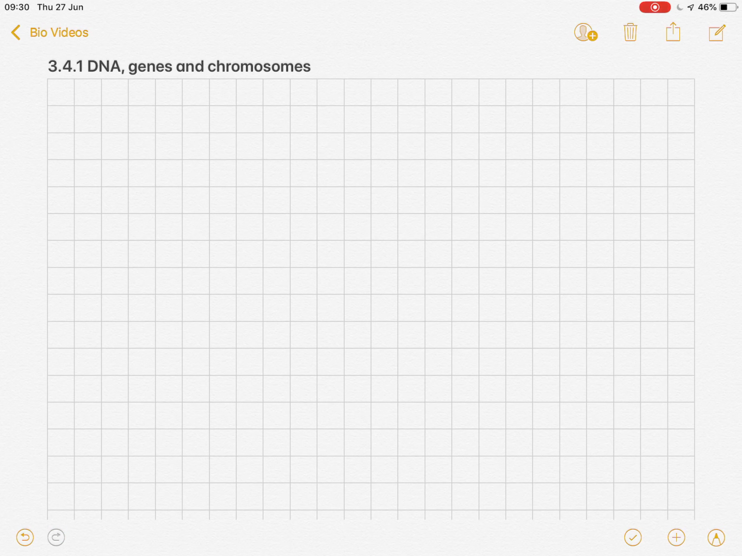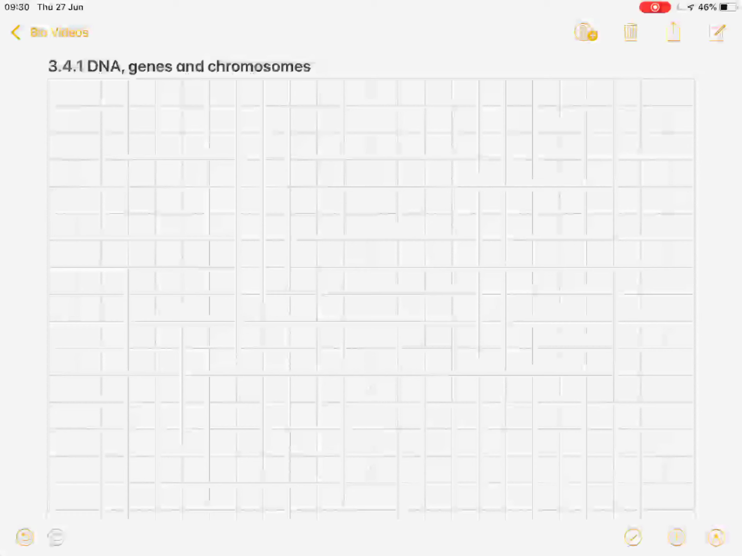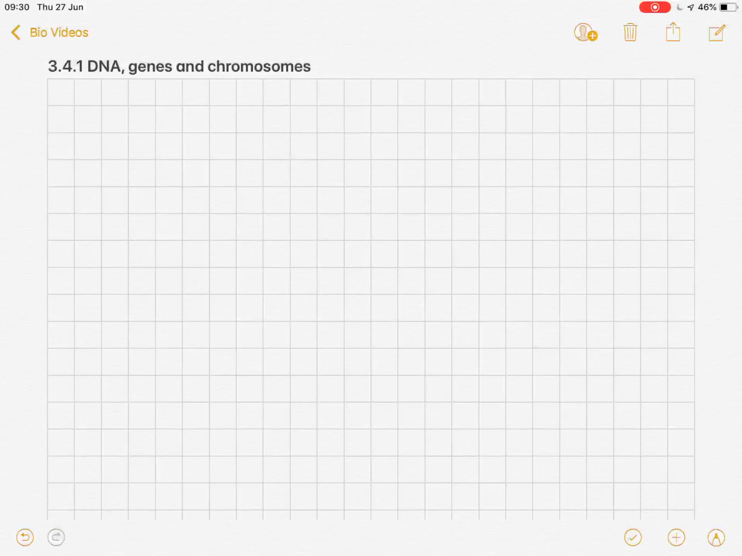Okay, 3.4.1, DNA, genes and chromosomes. So this is part of section 4 and the first video in the series. What I'm going to do here is just introduce the structure of DNA, genes and chromosomes, and make sure we're comfortable with those terms and what the job of DNA is. And then we'll go on and talk in another video about the ins and outs of protein synthesis and RNA and the part that plays.